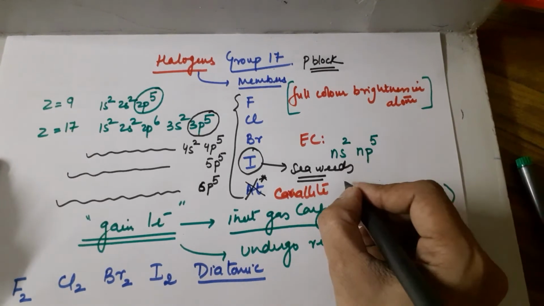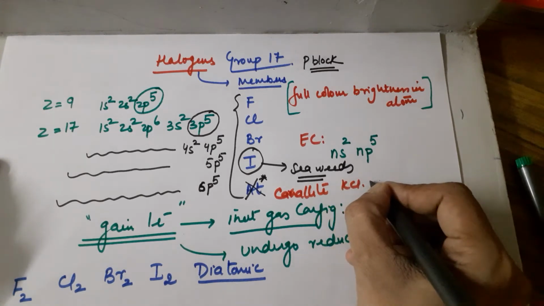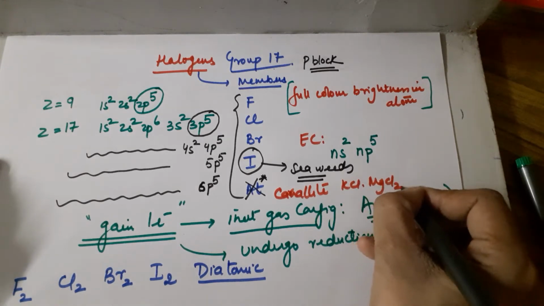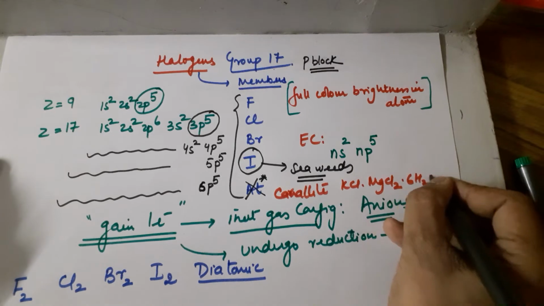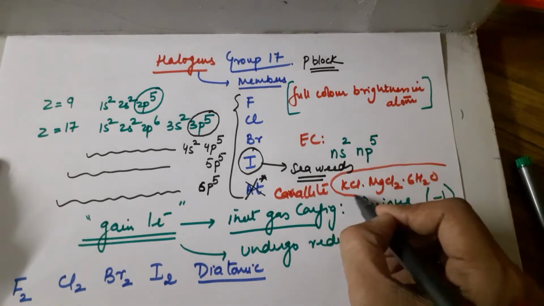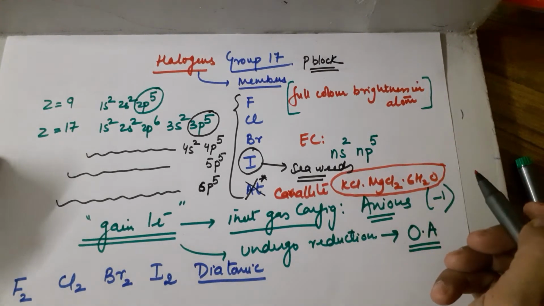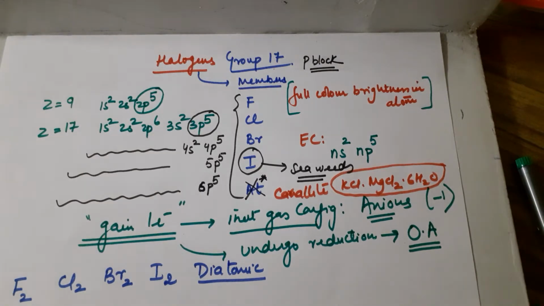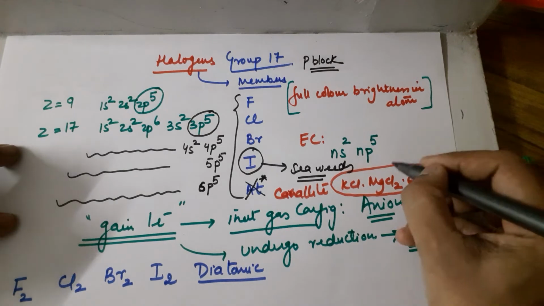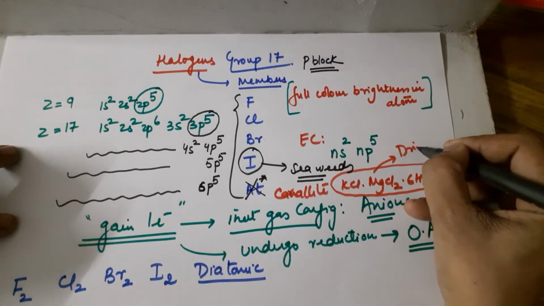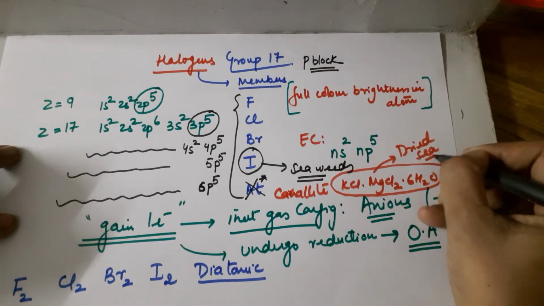This carnallite is KCl, a double salt of KCl and magnesium chloride with 6H2O. There have been entrance questions on this particular ore, that carnallite is an ore of halogens. You can extract chlorine from this and this is found from the dried up seas. Okay.